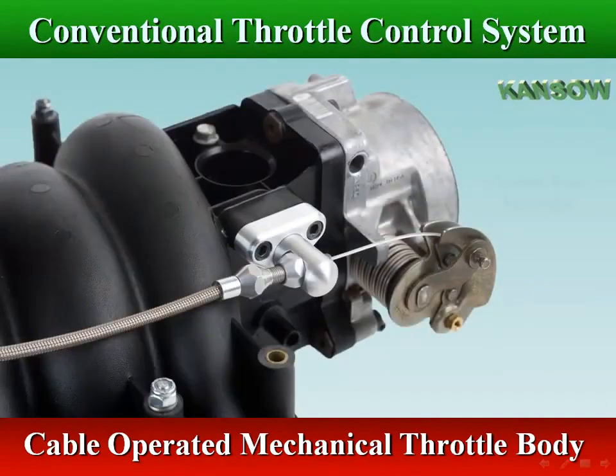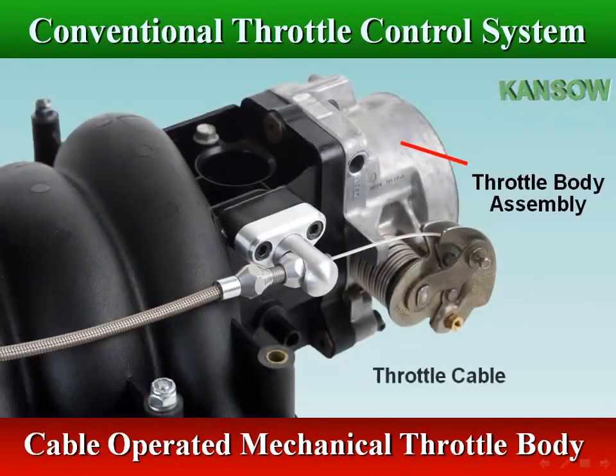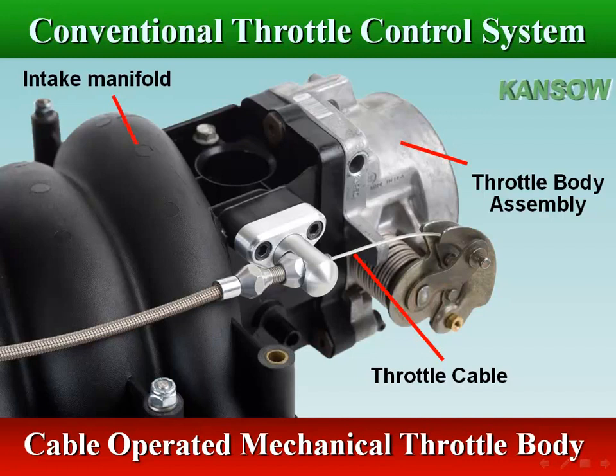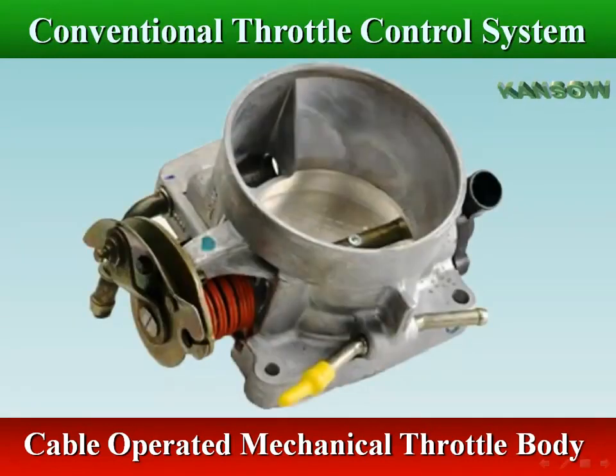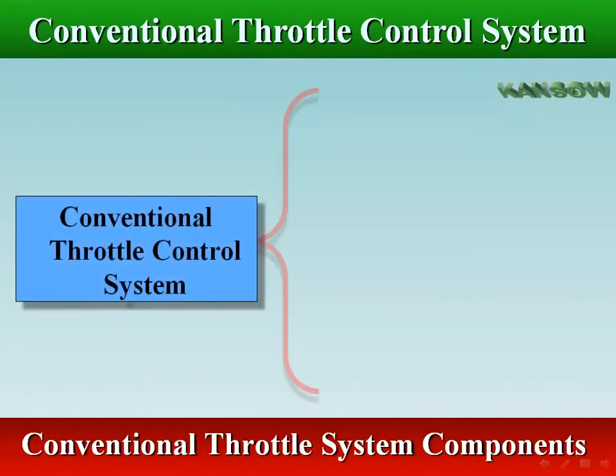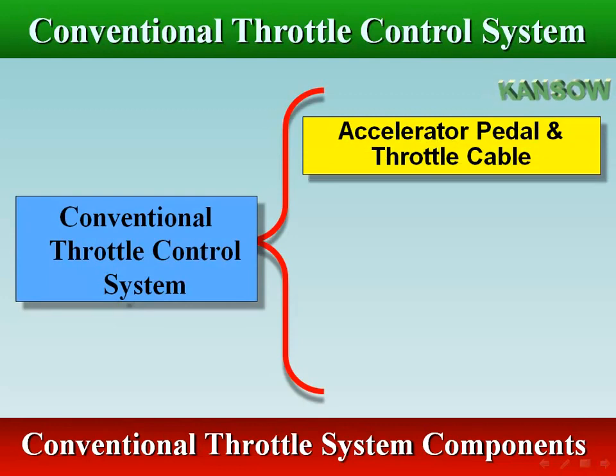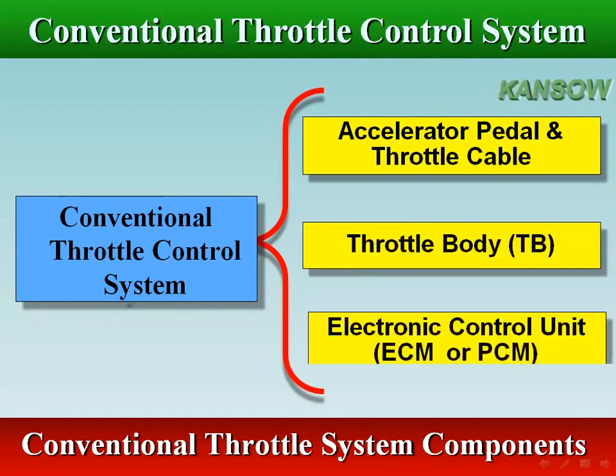The accelerator pedal is used to control the angle of the butterfly valve, which regulates the amount of air entering the engine. Most throttle bodies are made of aluminum. The conventional throttle system consists of accelerator pedal, throttle cable, throttle body assembly, and electronic control unit, ECM or PCM.